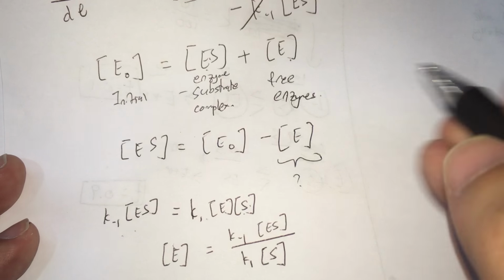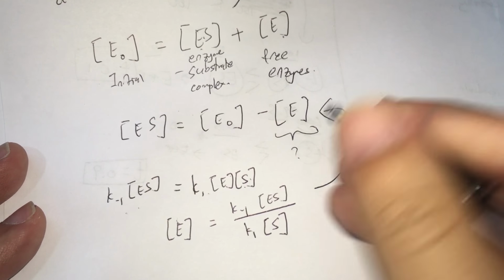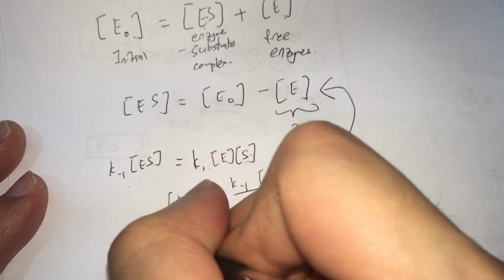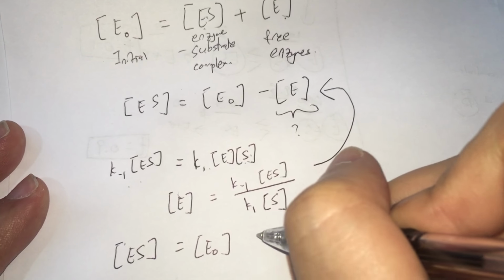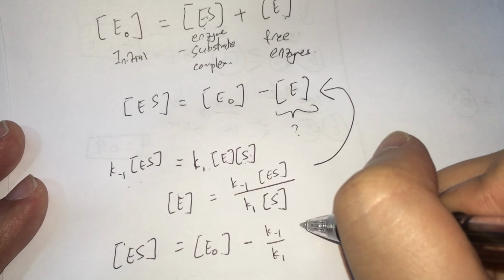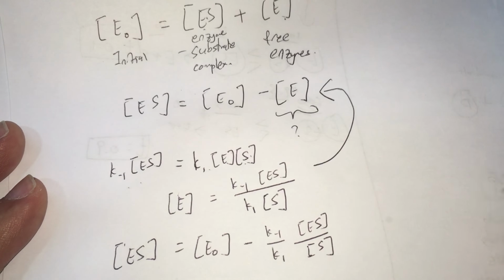Okay, so let's bring that back into our first equation. Let's substitute that back in here, and then you should sort of get a neater equation. ES equals E naught minus k inverse over k1, and then ES over S. Okay?